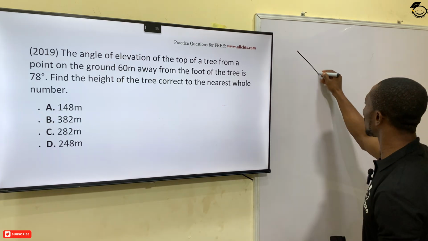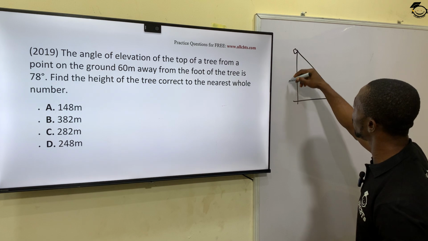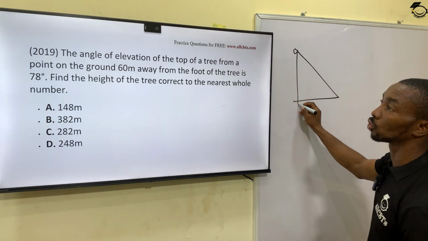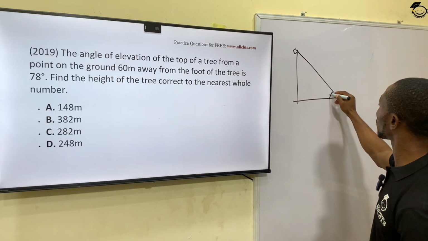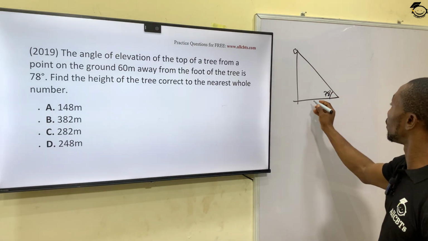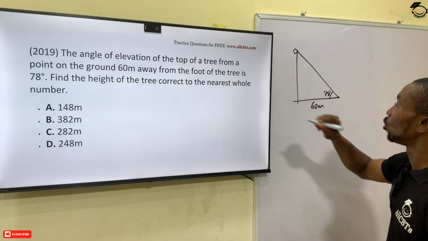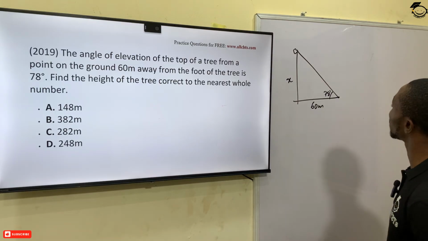Now, when we have an angle of elevation, and this is a tree, let's assume this is a tree, and this is the foot of the tree. So they say the angle of elevation is 78 degrees, and the point is 60 meters away from the tree. So we are looking for the height of the tree, which is x.